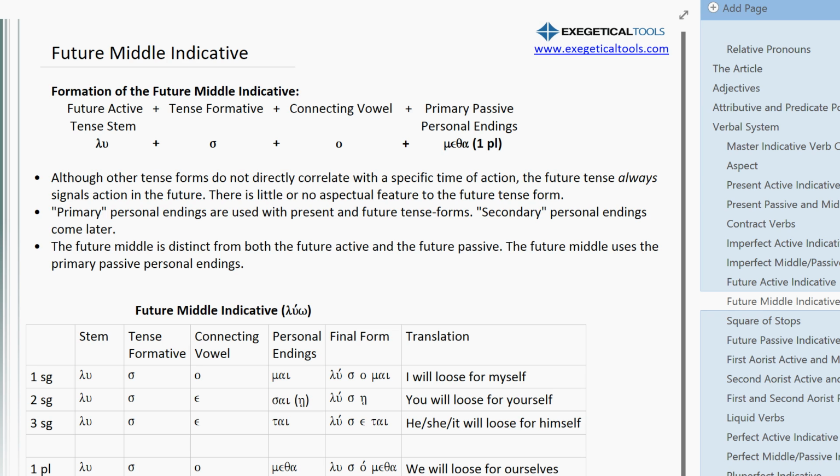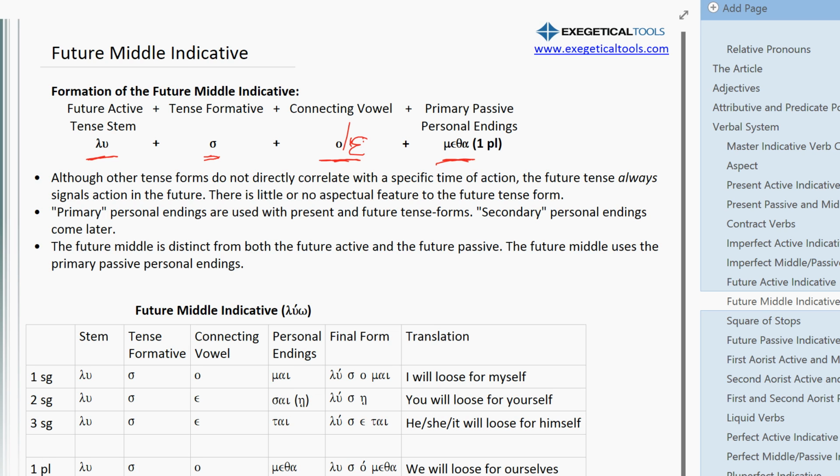The future middle indicative is going to be very similar with simply different endings, with primary passive personal endings rather than the active endings. So instead of ω, εις, ει, ομεν, ετε, ουσι, you get μαι, σαι, ται, μεθα, σθε, νται for the endings. You're still going to have the sigma tense formative. If you look up here, you saw the future tense formative. You'll still have the future active tense stem, the omicron, that's the variable connecting vowel, could be epsilon. But with μεθα, the first person plural, you just have the omicron. So λυσόμεθα would be this form, the first person plural.